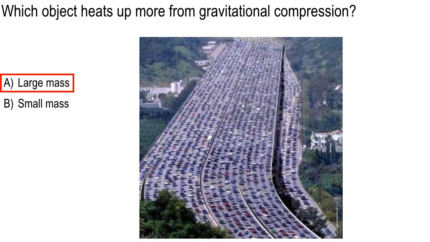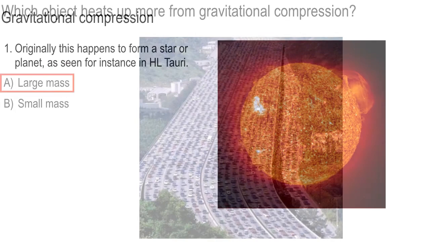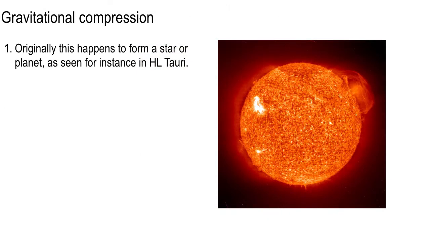And that's the same thing here. So the objects in a protostellar disk that have larger mass are going to compress more. And because they're compressing, they're going to heat up more. And if they heat up enough, they'll be able to start a thermonuclear reaction. So let's take a look at this. All right, so this is what happens to form a star or a planet that we saw, for instance, with HL Tauri. And heating is significant.